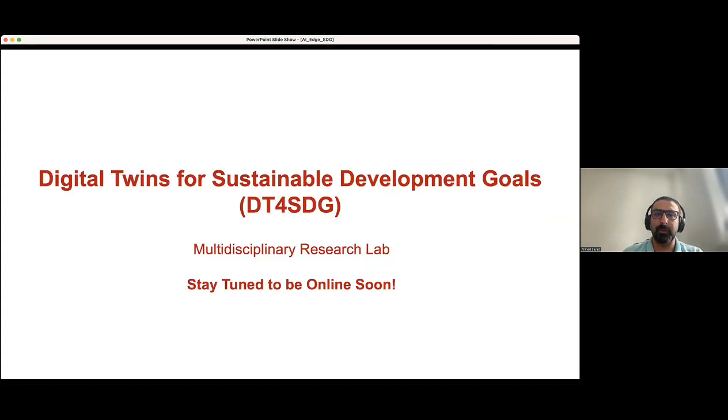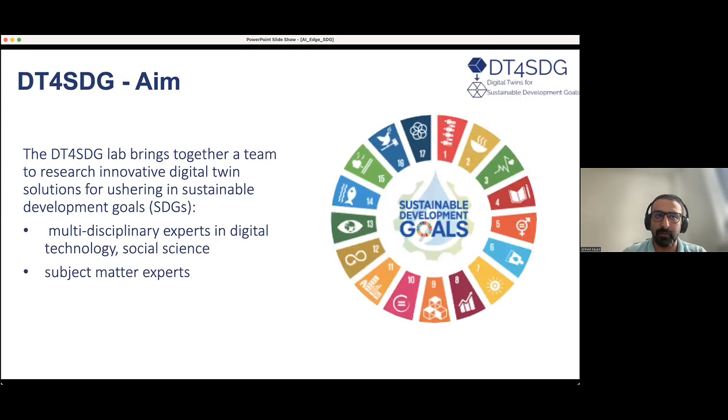my focus in my group. And we have also been looking into digital twins. It's a new technology that has been emerging recently, and we are looking into how to use it for the Sustainable Development Goals. At Queen Mary, we have been establishing a lab that is going to be released soon. It's a multidisciplinary research lab called DT for SDG.